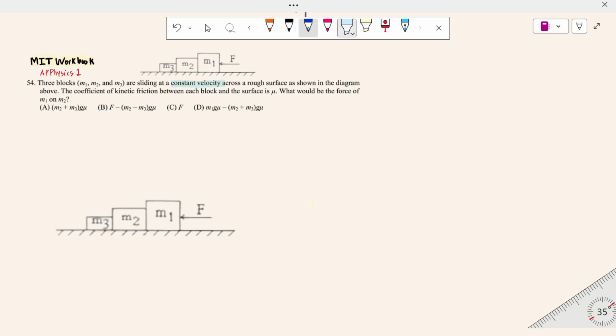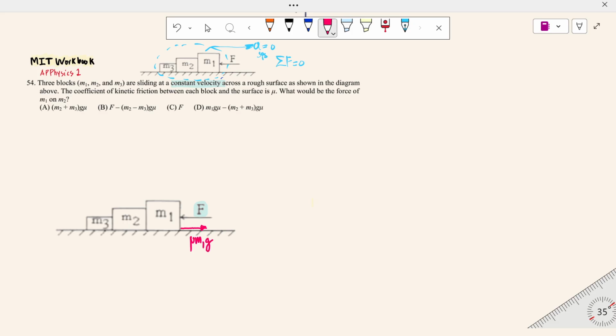When we say it is moving with a constant velocity, it means that the whole system is moving with a constant velocity. Not only that, so I'm writing a of the system is 0. It means that the sum of all forces equals 0. And when we say the sum of all forces is equal to 0, it means that this force F is countered by the other forces which are in this direction, and that is of course the forces due to friction.